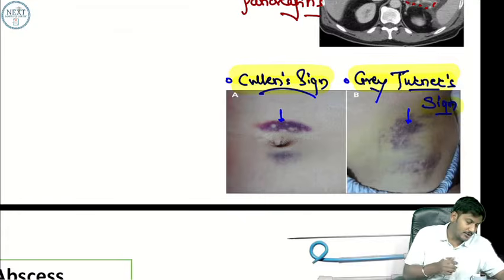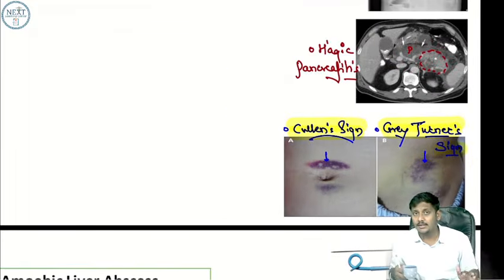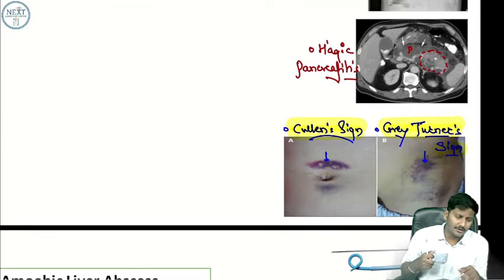Let me know in the chat box, these two signs of hemoperitoneum are also seen in which obstetric emergency. That obstetric emergency is a close differential for acute hemorrhagic pancreatitis. Anybody, let me know in the chat box which obstetric emergency.